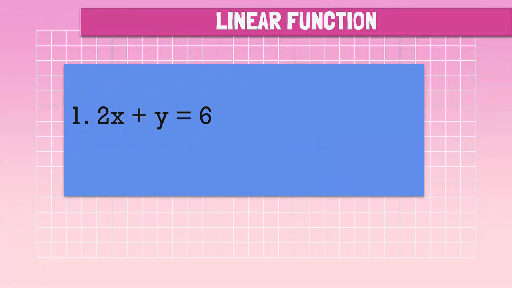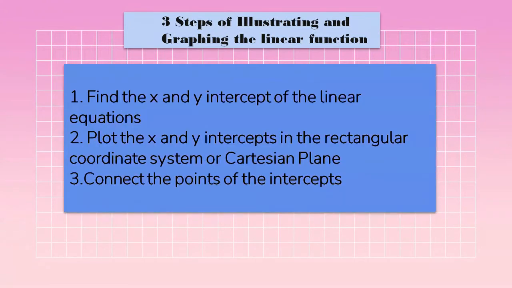Now, our first problem is 2x + y = 6. But before that, we need to learn the 3 steps of solving and graphing a linear function. Step 1. Find the x and y intercept of the linear equation. Step 2. Plot the x and y intercept in the rectangular coordinate system or Cartesian plane. Step 3. Connect the points of the intercept.